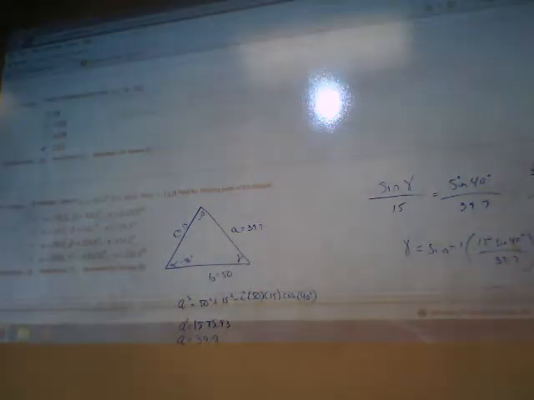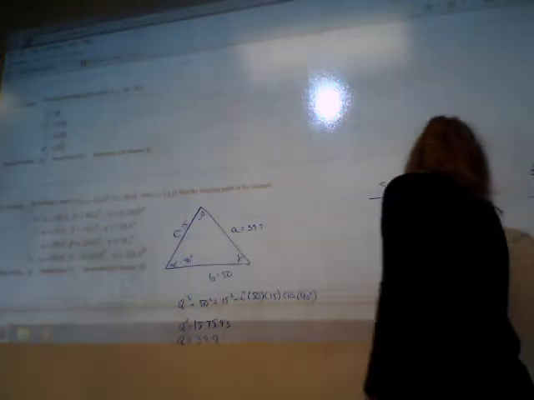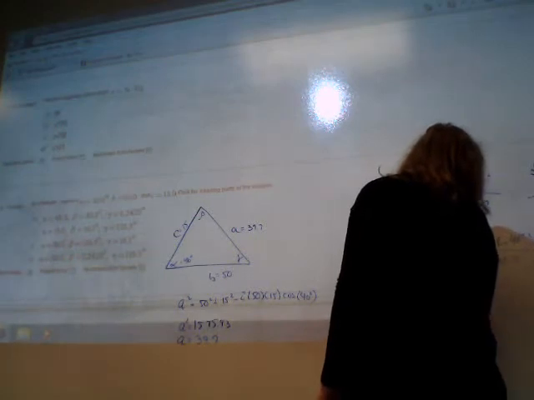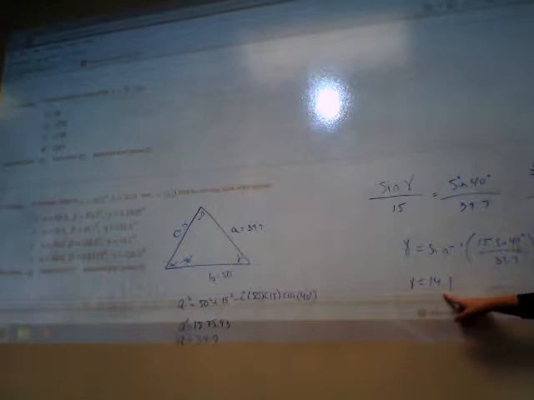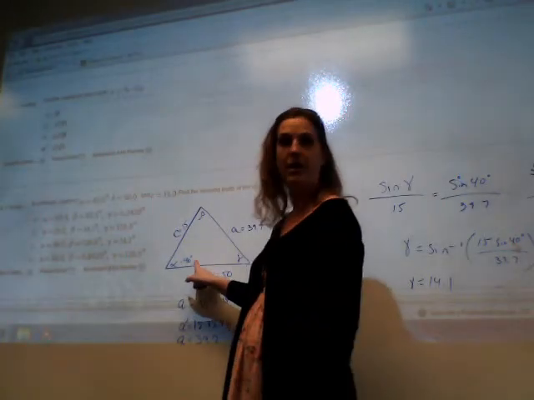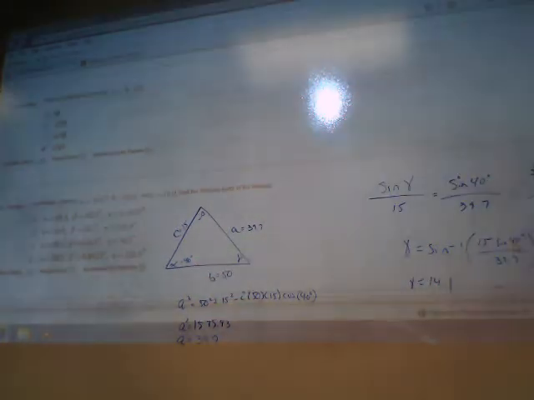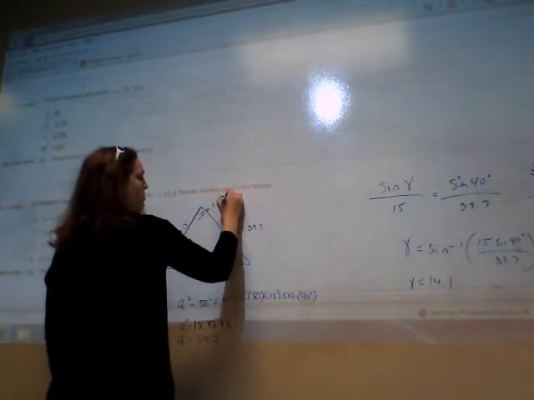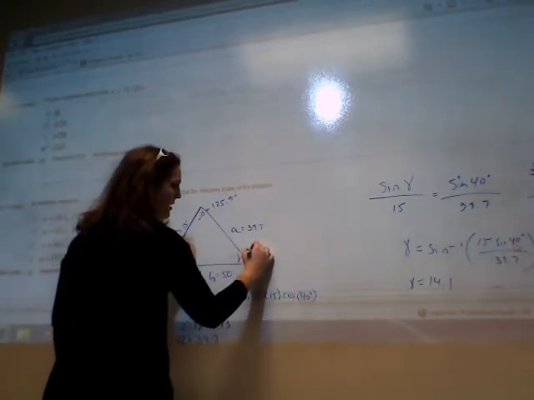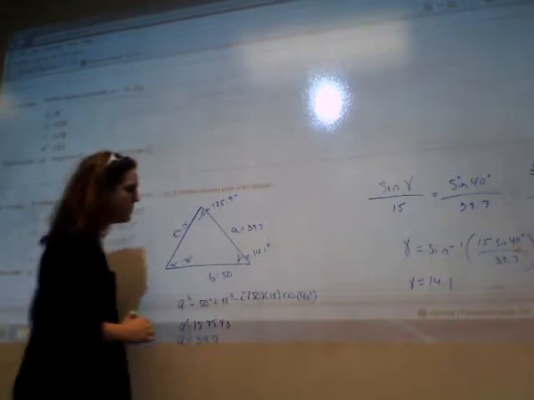All right, what do we get for gamma? 14.1. Okay. And you can see that 14.1 plus 40 gives me my 54.1, so it definitely is the 25 point. Everybody good with that? Okay. So beta here is 125.9 degrees, and gamma here is 14.1 degrees.